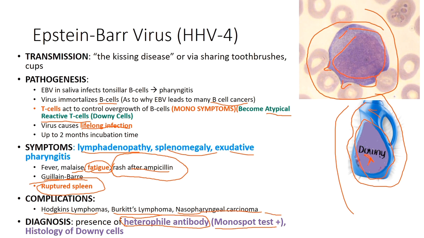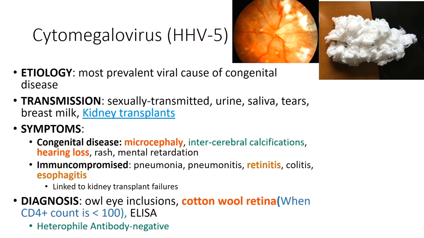And this monospot test, I will bring up again right now. So now on to our cytomegalovirus, which is HHV5, or human herpes virus 5. It is the most prevalent viral cause of congenital disease that we can find in epidemiology. The transmission can be sexual, urine, saliva, tears, and breast milk.